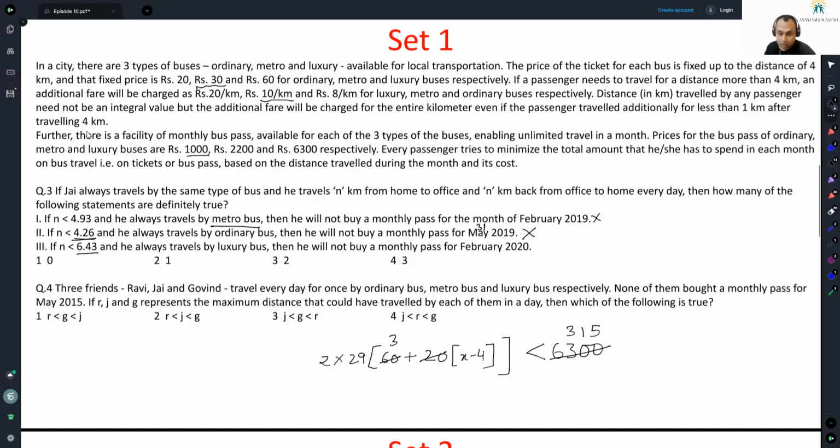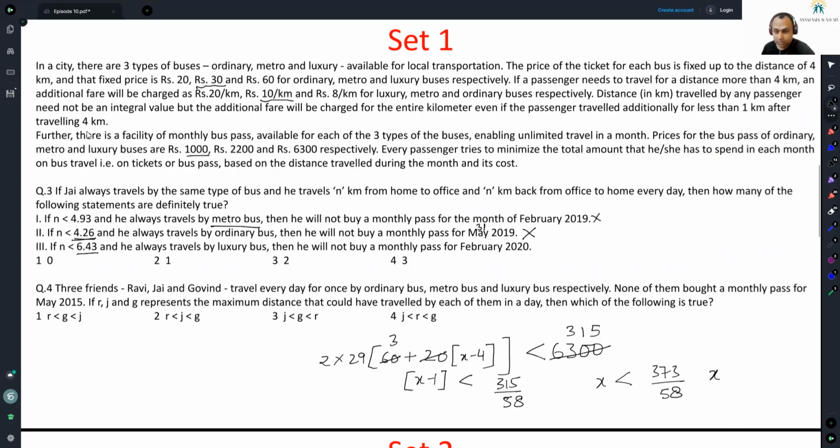Okay. So x minus 1 is less than 315 by 58, or x is less than, if I add to this, 373 by 58, which should mean how much? 5 point something. Am I crossing 5? 58 into 5 is 290. Yes. Into 6 am I crossing?